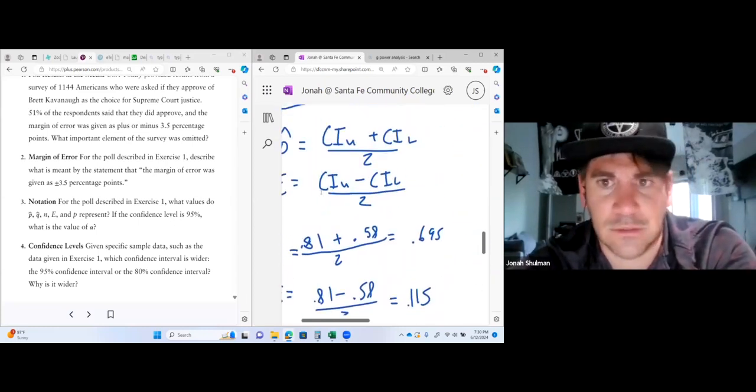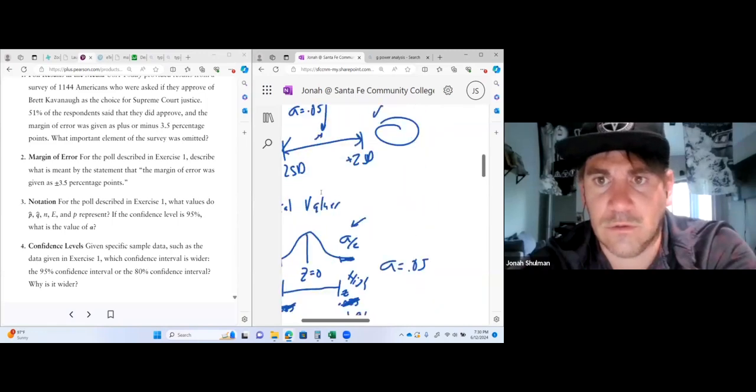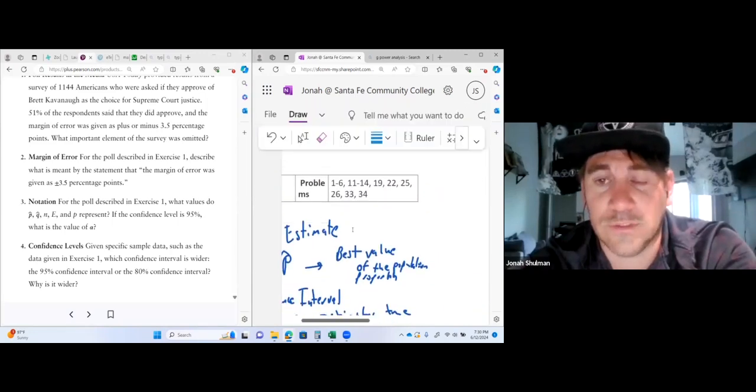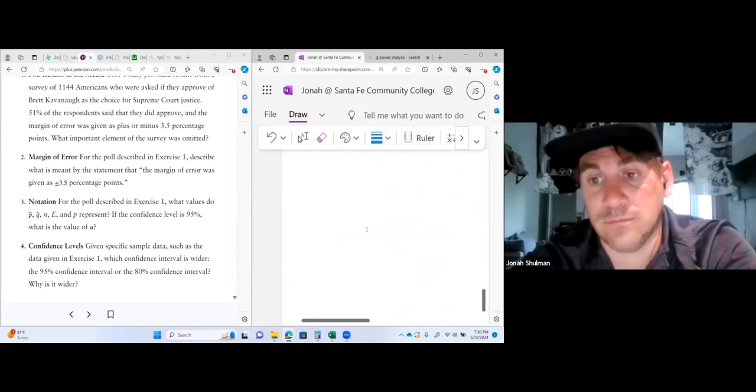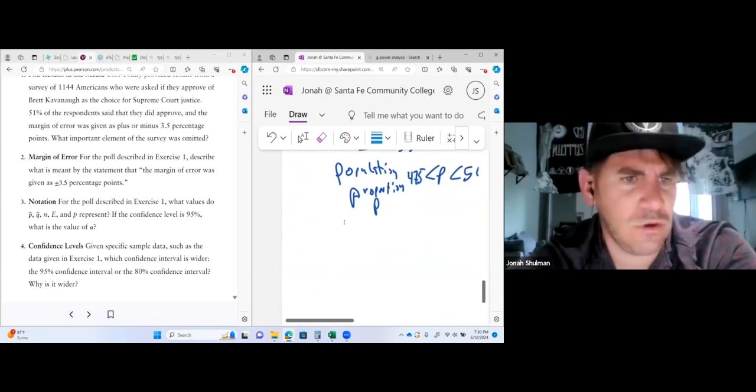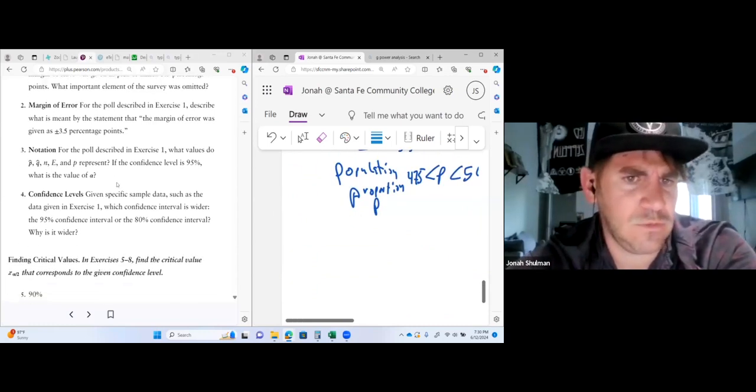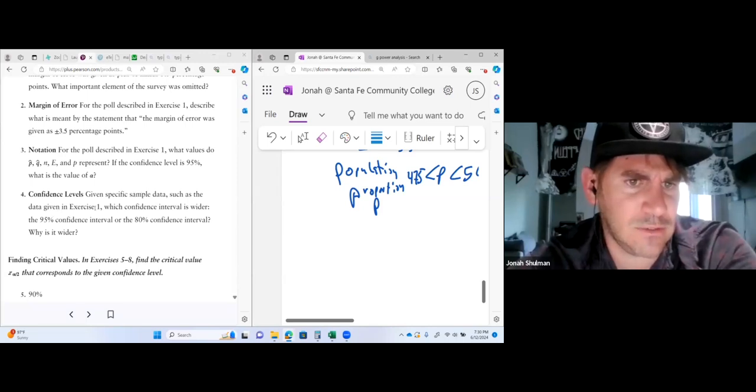All right. What else do we have to do? 1 through 6. Okay, so we're going to keep going. Why are there so many? Who knows? Given the specific sample data, such as the data in exercise 1, with a confidence interval, which confidence interval is wider? The 95% confidence interval or the 80% confidence interval?